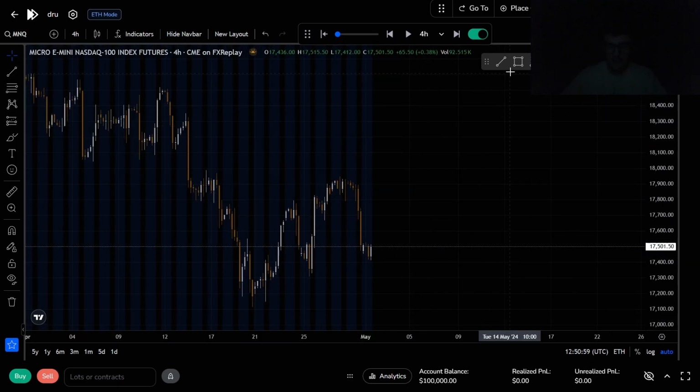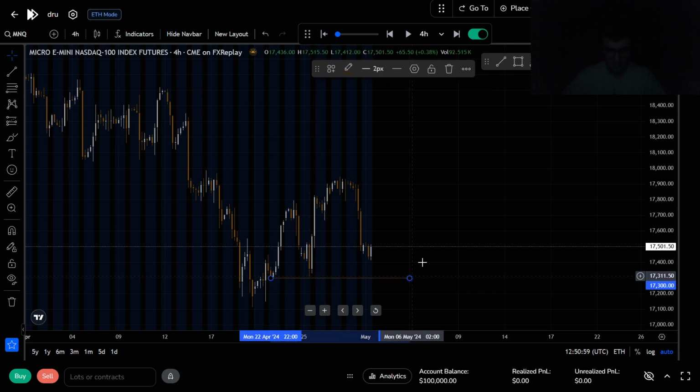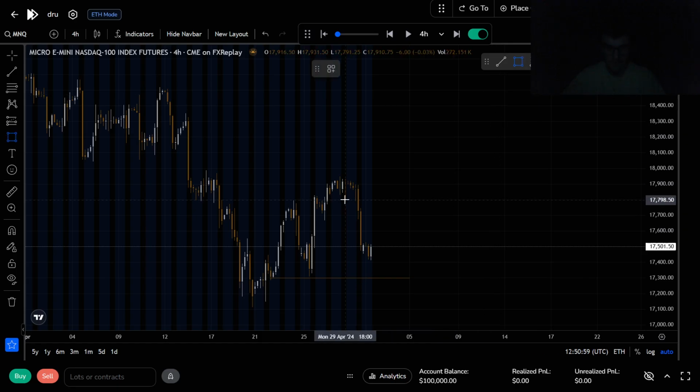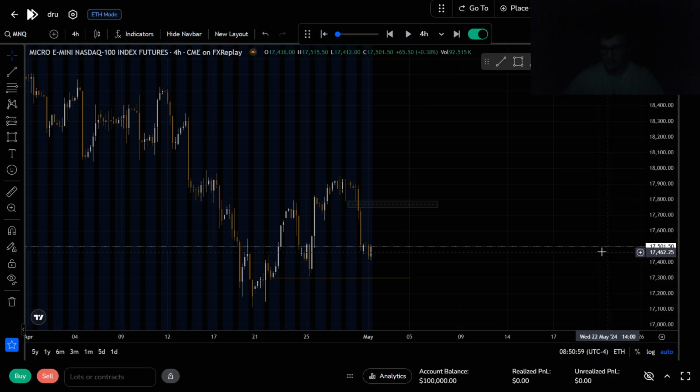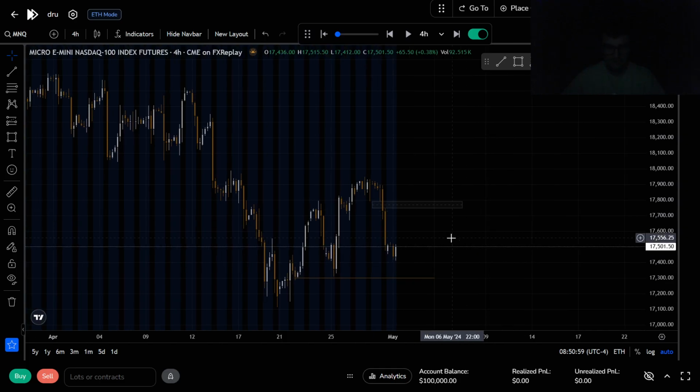So what am I seeing here? Possible sell side fair value gap. Oh shoot, I always have to do this. So this is the 6 o'clock candle. And boys, I'm rusty.